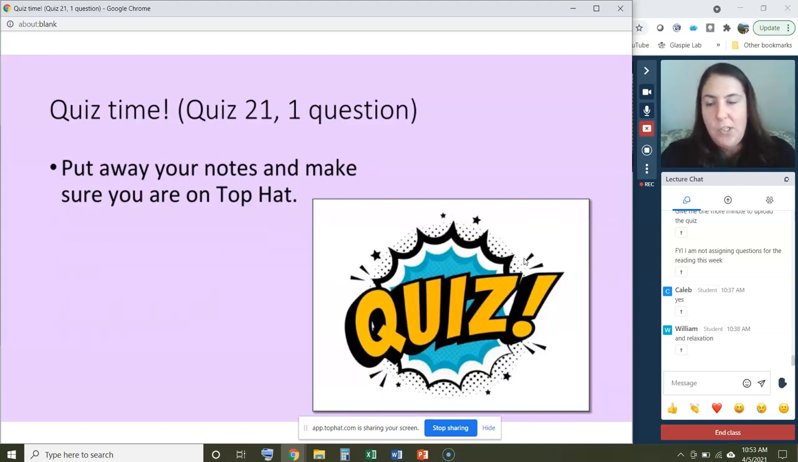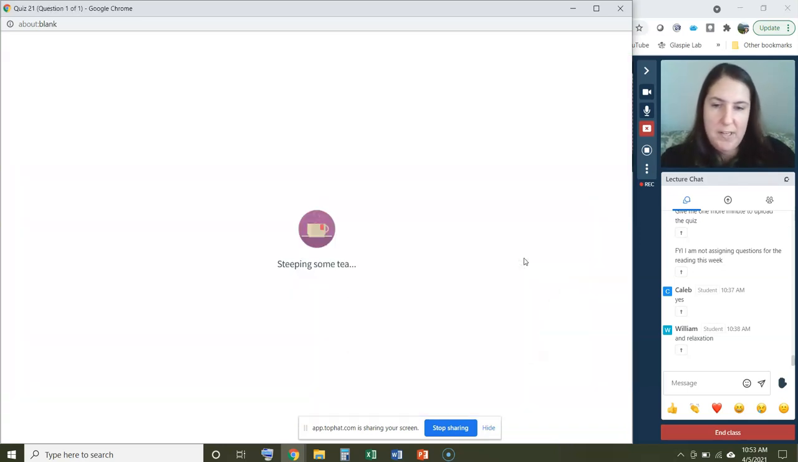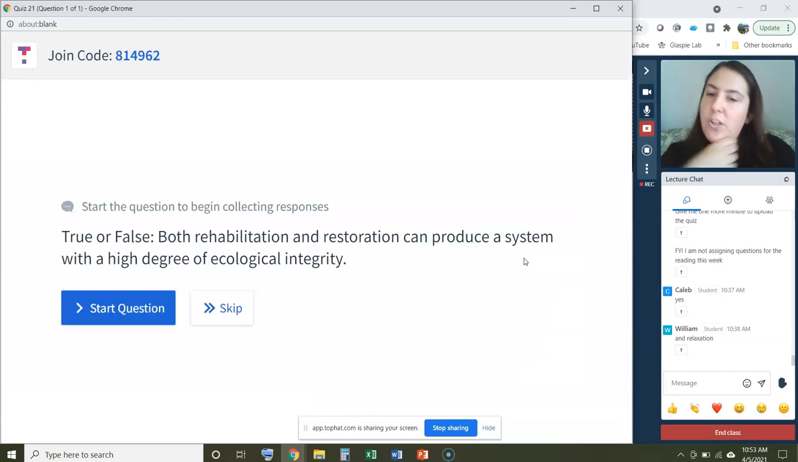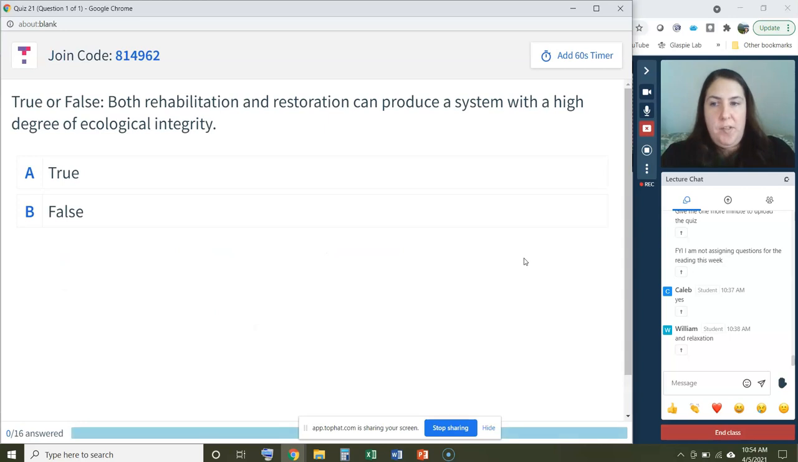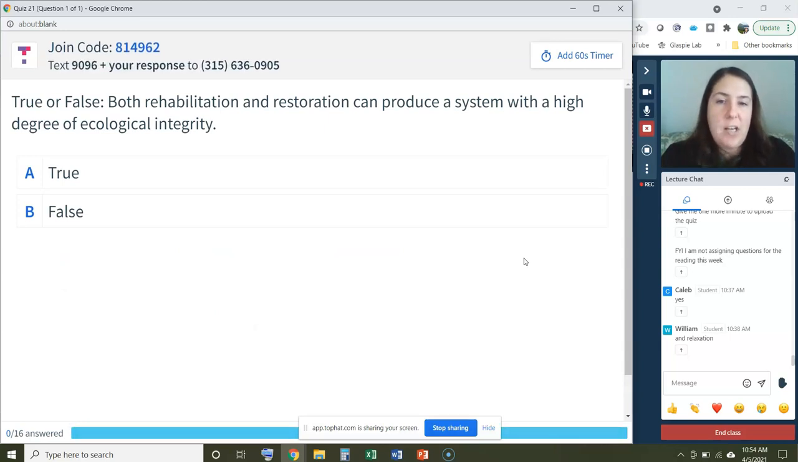All right, let's do a quiz. Hopefully Top Hat will work. I made it a quick quiz, just a true-false question. So true or false? Both rehabilitation and restoration can produce a system with a high degree of ecological integrity.